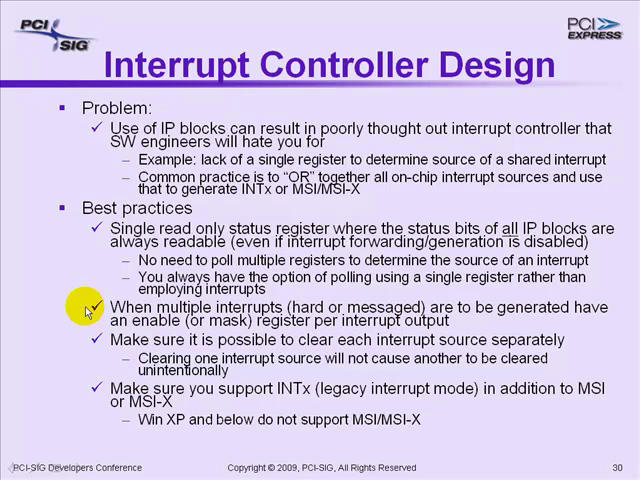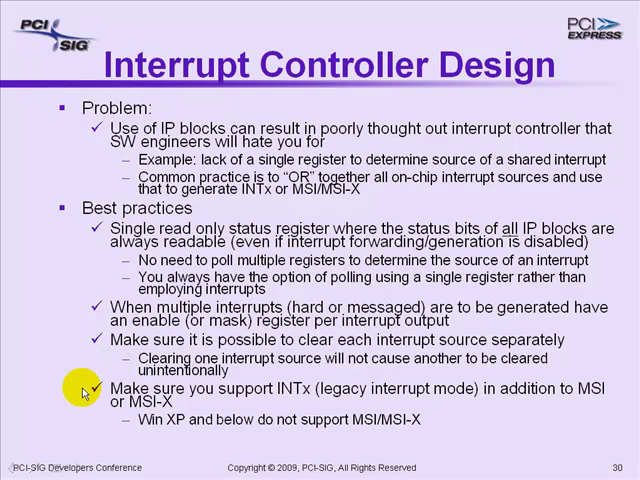When you're generating multiple interrupts, so these could be multiple messaged interrupts or hardwired interrupts, then it's convenient to have an enable or mask per bit per interrupt output. So if you were generating, let's say, 2 interrupt outputs, then you have an interrupt register per output to mask or enable the specific interrupt sources to pass through. Also, make sure it's possible to clear each interrupt source separately. You don't want clearing one interrupt to clear another interrupt.